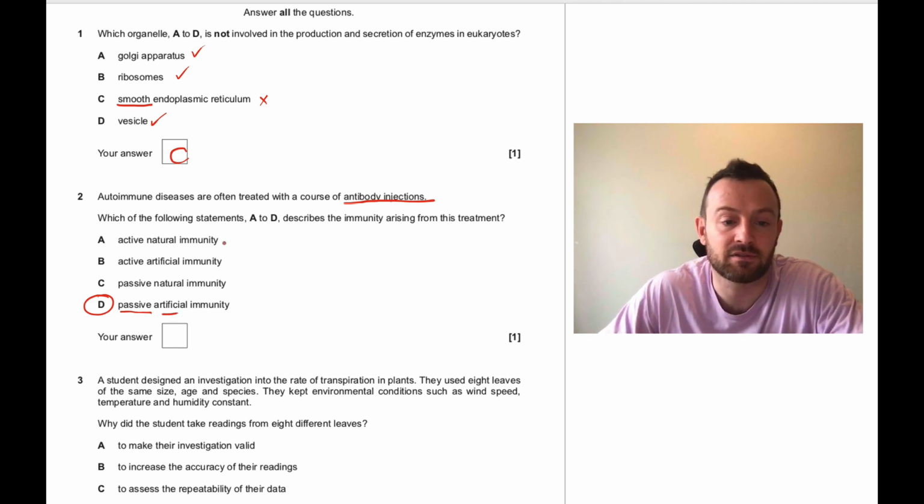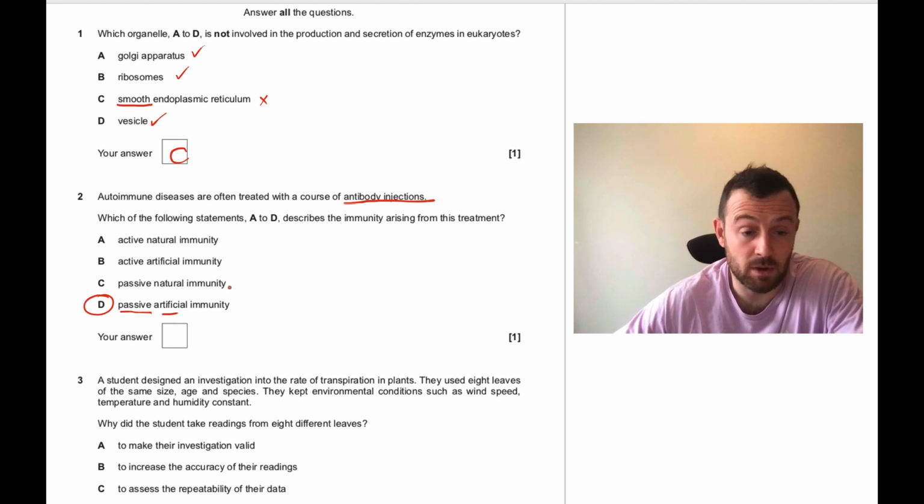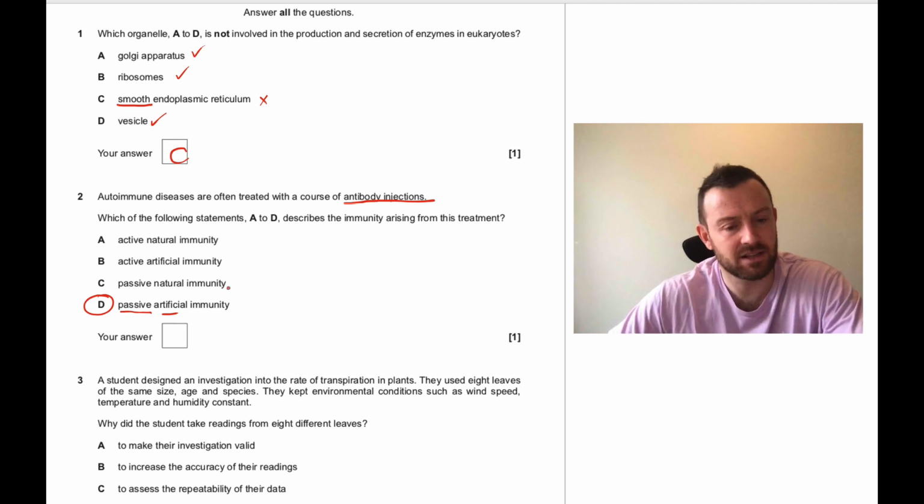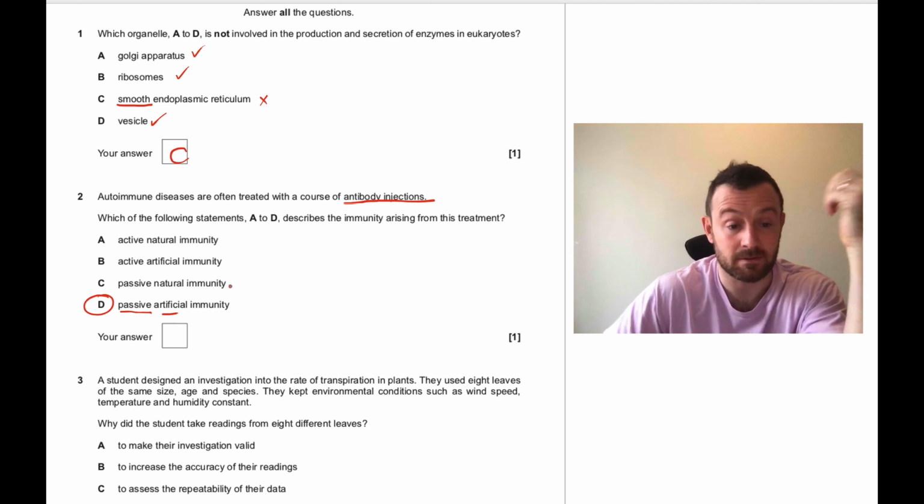So quickly, active, natural, that's basically you getting a disease once and then becoming immune to it. Active, artificial, that's being vaccinated. Passive, natural, that is basically babies get antibodies from breast milk and they become naturally passively immune because they're not making the antibodies, but the mother is.